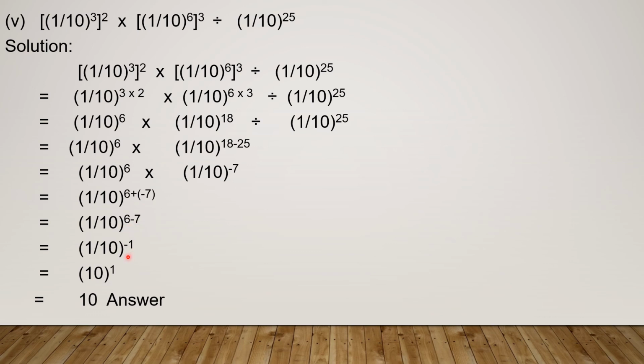Minus 1. Now convert this negative exponent into positive exponent. How? By taking reciprocal of 1 by 10. Now what is the reciprocal of 1 by 10? That is 10, and negative exponent will be converted into positive 1. So 10 is our answer.